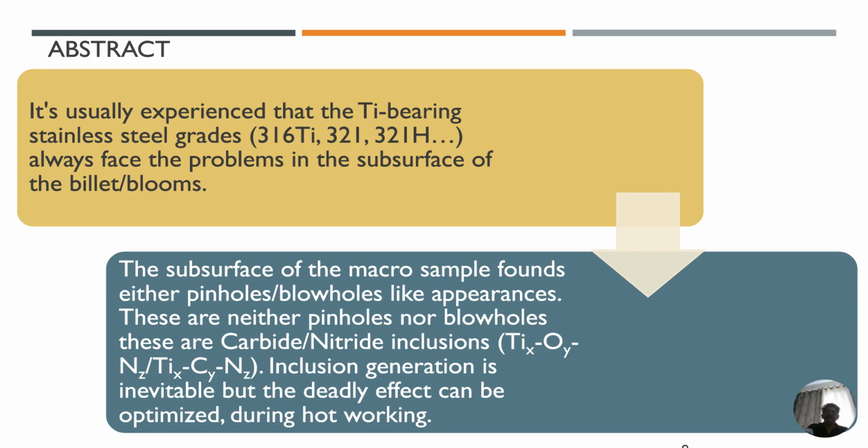It's usually experienced that the titanium bearing stainless steel grades like 316Ti, 321, 321H always face problems in the subsurface of the billet or blooms. The subsurface of the macro sample shows either pinholes or blowholes like appearances. These are neither pinholes nor blowholes. These are carbide nitride inclusions, titanium oxynitride, titanium carbonitride. Inclusion generation is inevitable, but the deadly effect can be optimized during hot working.